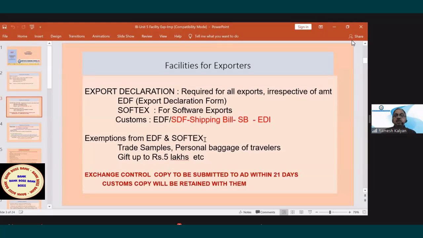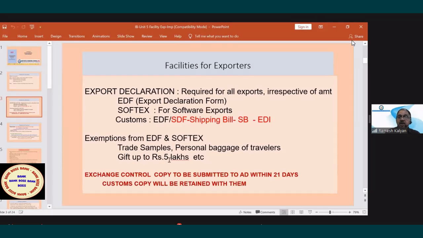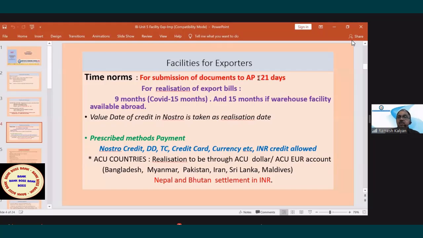Exemptions are there. These are trade samples, personal baggage of travelers, and gifts up to 5 lakhs. They will ask, earlier it was 3 lakhs, now it is 5 lakhs. For these, the statutory declaration form is not required. These are the only exemptions. For all other things, we require the shipping bill and the exchange control copy. We have already seen, within 21 days from the date of shipment, it should be submitted to the authorized persons or authorized dealers. Time norms they will ask, that is why we have taken that the AP should be given 21 days.